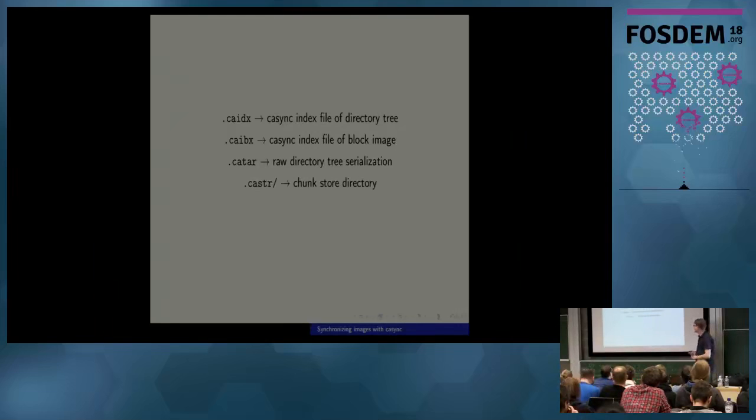And then there's .castr, which is a chunk store directory. So it's not a file, it's a directory, and if you actually go in there, you'll see a lot of little files, all named after hashes. If you look into them, you see that they're all ZSTD compressed, and if you decompress them and use OpenSSL to calculate the hash, you'll figure out that they map exactly to the file name they're stored under. So if you actually come into contact with this, these are the 4 things that you will see. There are a couple more like this, but these are the ones that actually matter.